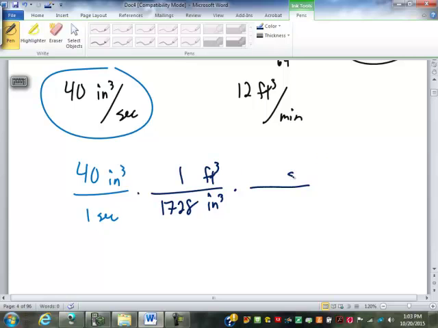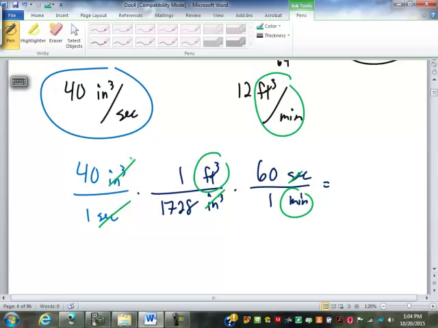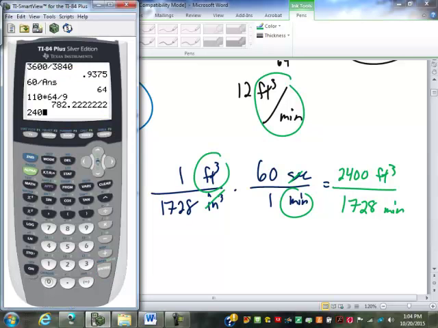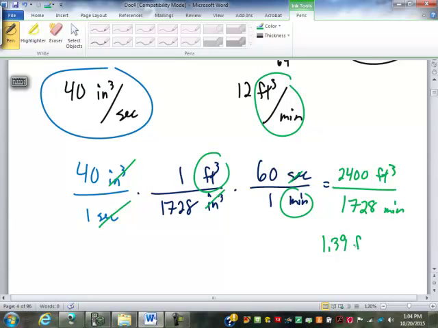Times, from seconds to minutes, of course, 1 minute is 60 seconds. So the cubic inches cancel, the seconds cancel, and we have cubic feet per minute, which is what we want. 40 times 60 is 2,400 over 1 times 1,728 times 1, which is 1,728. So 2,400 divided by 1,728 gives you 1.388, about 1.39 cubic feet per minute.